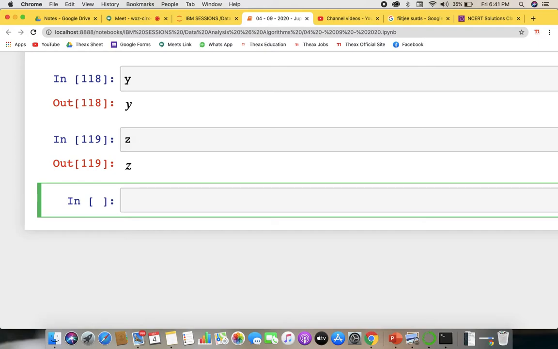So what's the value of a plus b plus c whole square? x plus y plus z whole square. Answer quickly.